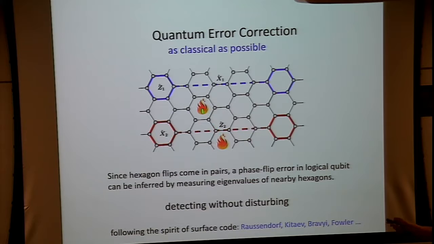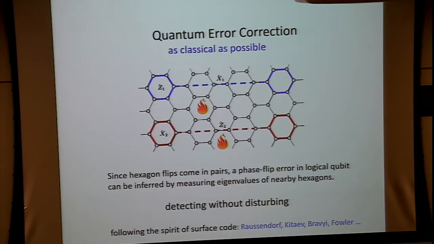So if there's an odd number of anyons crossing this string operator, we can infer that a phase error has occurred. Because, for example, if you look at the product of these two Majorana bilinear operators, it has the effect of creating these two anyon excitations, and at the same time, it will act as an X operator for these logical qubits. It causes a phase flip for this logical qubit, and we can monitor it by finding that there's an odd number of hexagon flips showing up in the region below this string. That's the general idea.